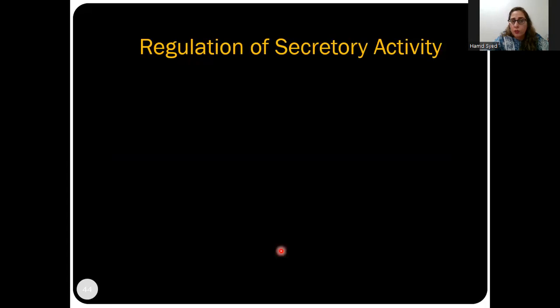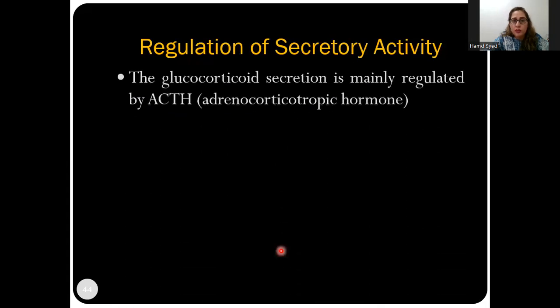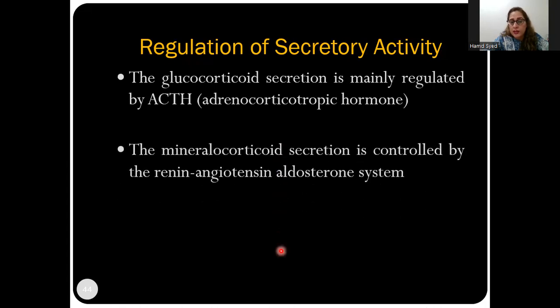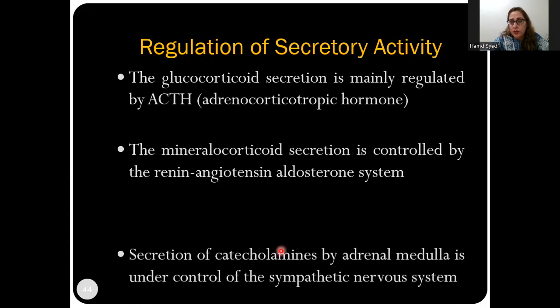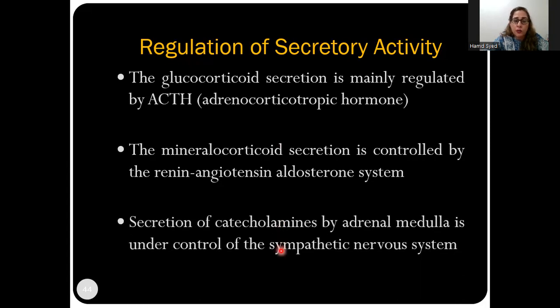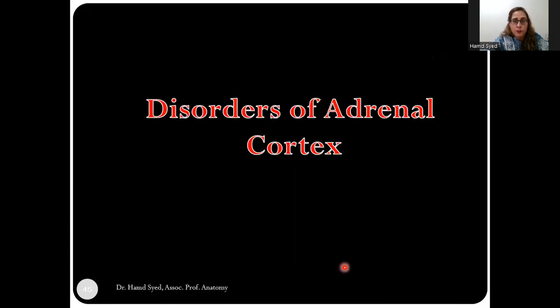Now let's go talk about the regulation of secretory activity. I mentioned it before. The glucocorticoid secretion is under ACTH. The mineralocorticoid secretion is by renin-angiotensin system, and catecholamine secretion is regulated by the sympathetic nervous system. So this is a recall of those regulatory systems.